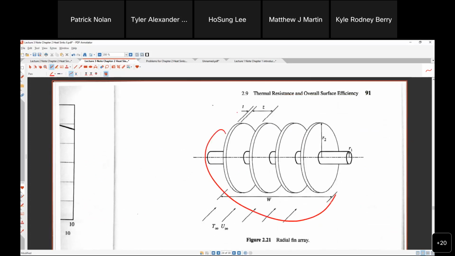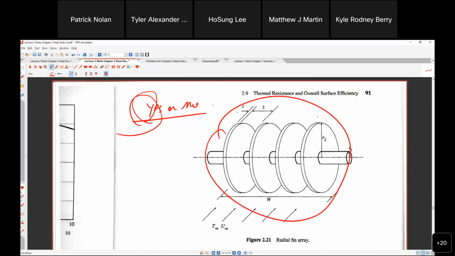Oh, do you think you can optimize it? Yes or no? Yes. You can do it. You can figure out the single fin and multiple fin, G.